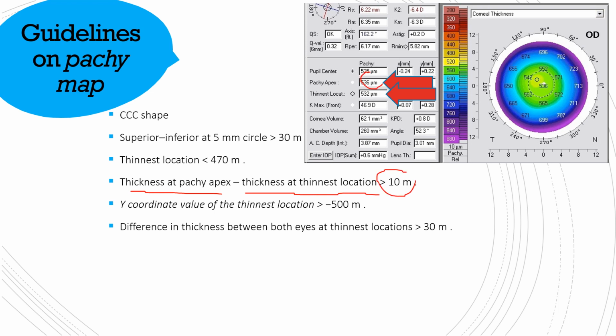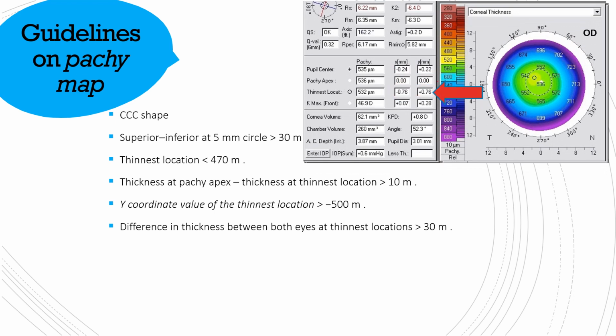Look here, 536 and 532, so the difference is less than 10 micron, which is normal. Then you need to look at the y coordinate. The y coordinate is plus 0.76 here, which means the thinnest location is displaced upwards. Usually the thinnest location is displaced downwards, and the y coordinate is in minus, which is indicative of keratoconus, but sometimes the cone is displaced up, like in superior steep, and the y coordinate becomes plus.